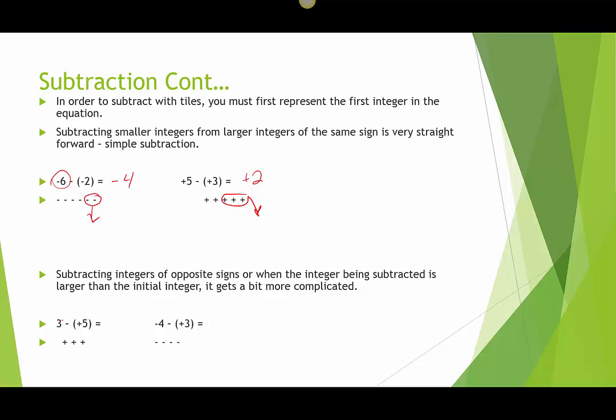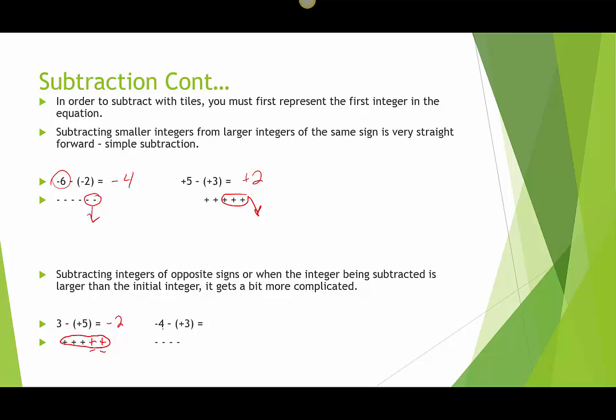For example, here we have 3 positives. We want to take away 5 positives. We start with our 3, and we want to take away 5, but we don't have 5; we only have 3. So we need to give ourselves 2 zero pairs. Because of these zero pairs, we're still representing our positive 3, but now we have 5 positives. So now we can take away our 5 positives, and we're left with a negative 2.